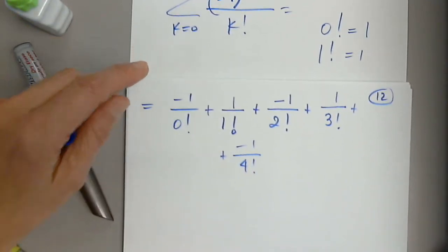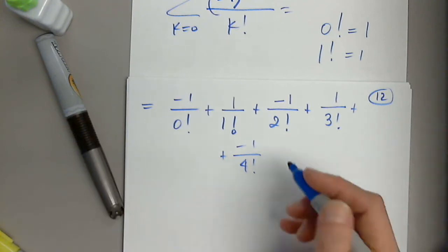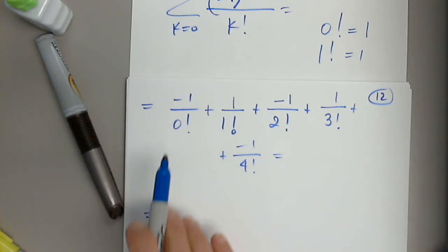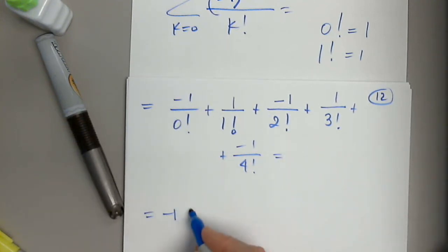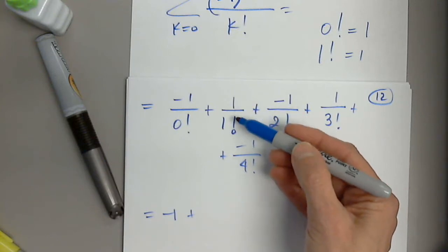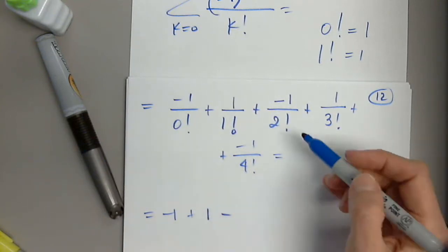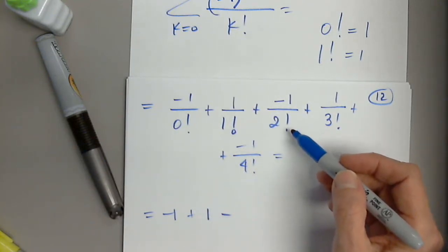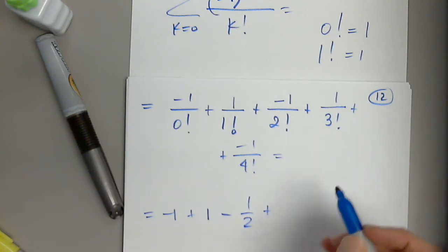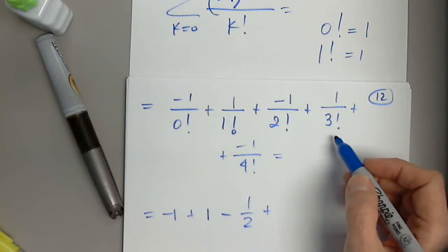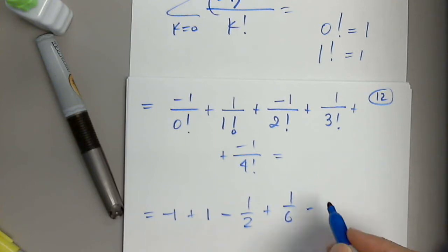Very good. And now we're trying to simplify as much as possible. So negative 1, obviously, plus 1, minus 2 factorial is 2 times 1, plus 3 factorial is 6. Very good. And 4 factorial is 24.